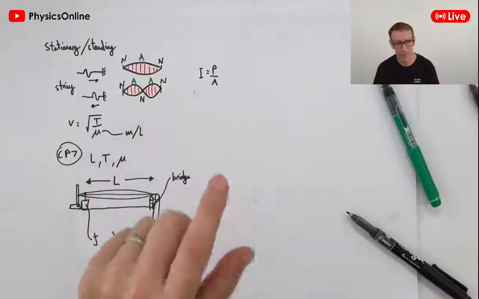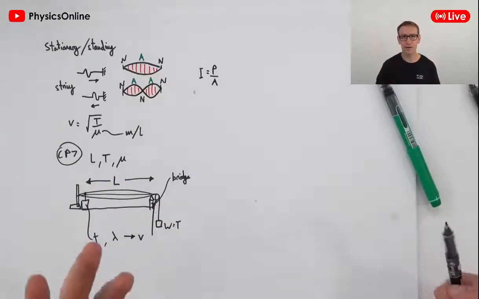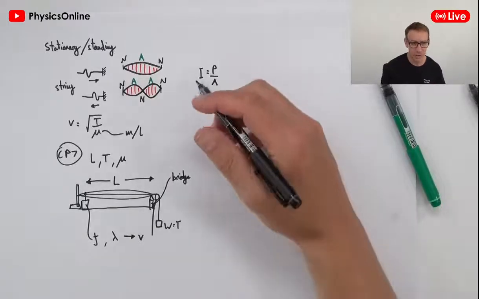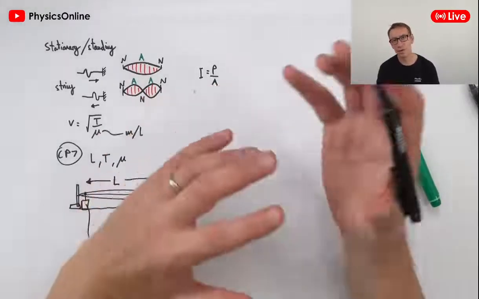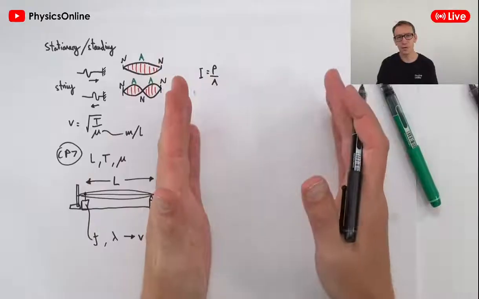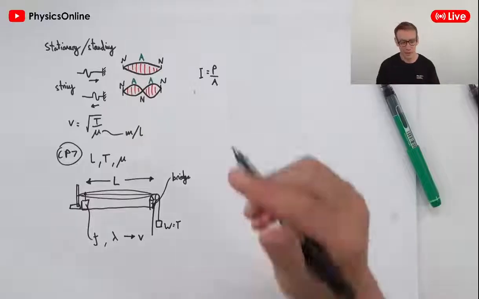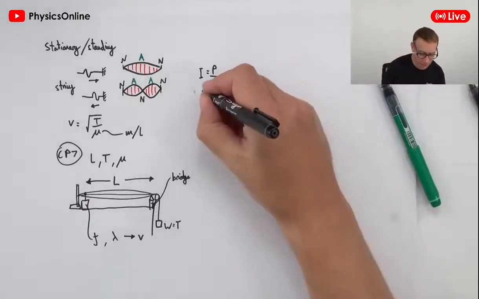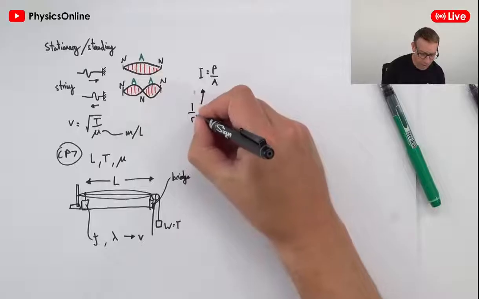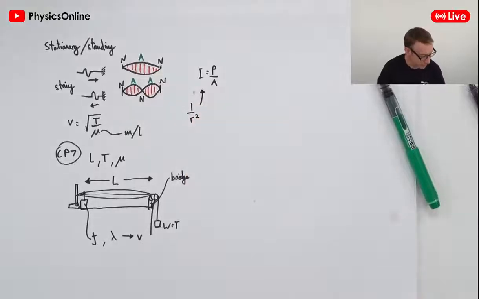Now, this equation often links to the surface area of a sphere, because what we're thinking about is a 1 over r squared relationship. If you go twice as far away, the area goes up by a factor of 4, and that means the intensity goes down by a factor of 4. So this equation is often linked to a 1 over r squared relationship.